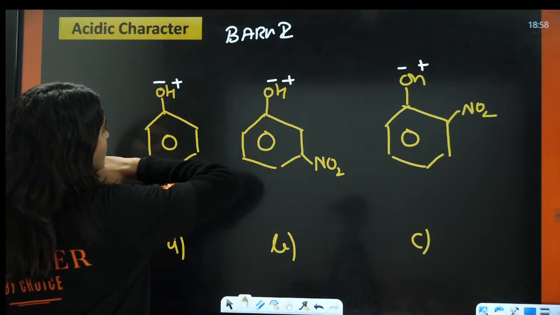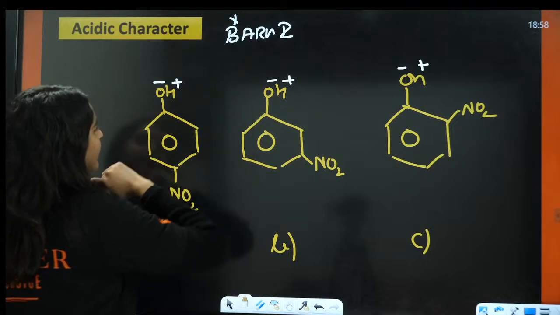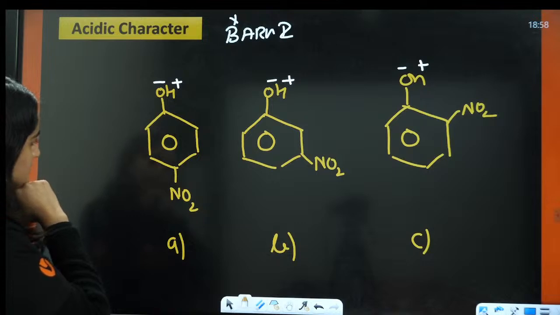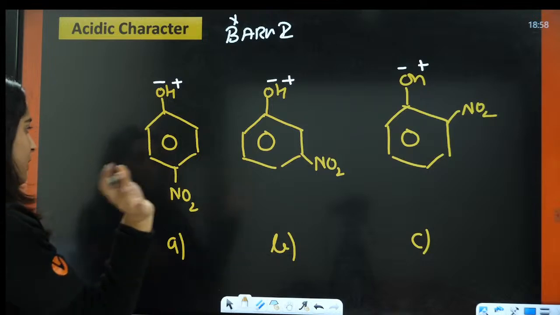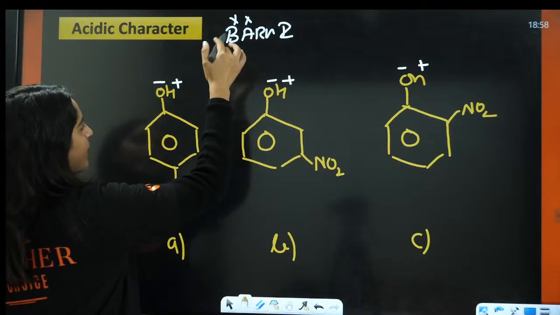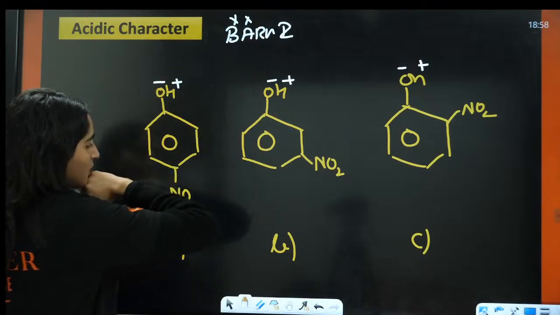No back bonding is seen here. We cannot see any back bonding here. Right? Okay. Then we have aromaticity.